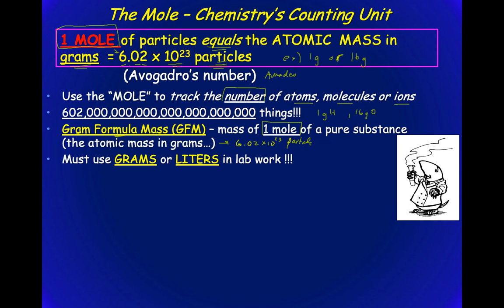And again, in a lab, we can't count particles. It's too small. So what we'll have to use is grams or liters in lab work, and then convert it to particles if we need to. Now, this is exactly what we're doing. We're counting by weighing. We're weighing our particles, and we're counting them.